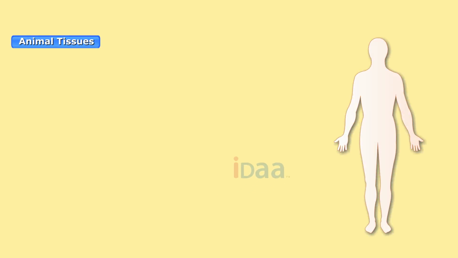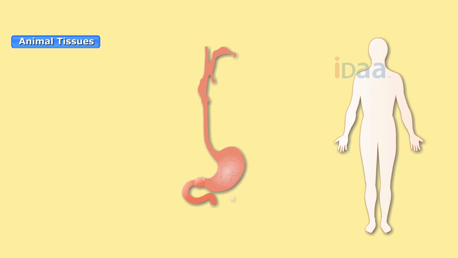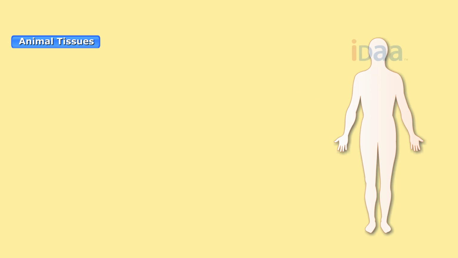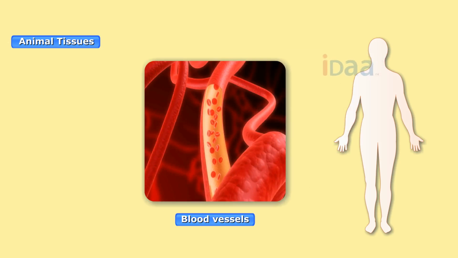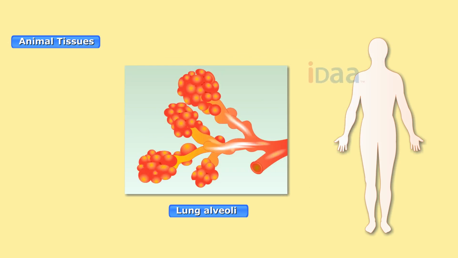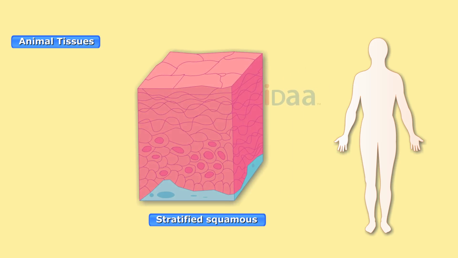Epithelial tissues are classified as squamous, cuboidal, columnar, ciliated, and glandular. Squamous epithelial cells are thin, flat, and form a delicate lining. It is present in oesophagus, lining of the mouth, blood vessels, lung alveoli, and kidney tubules. The epithelial cells in skin are arranged in the form of layers and is called stratified squamous epithelium.